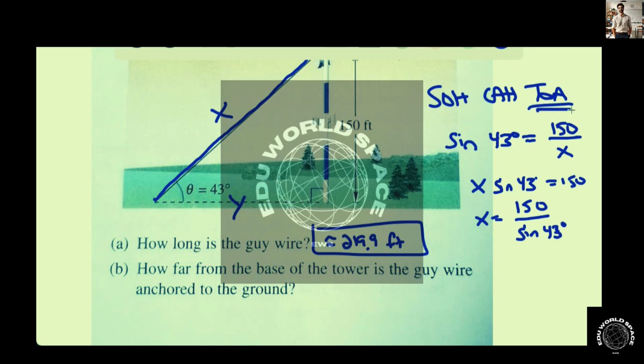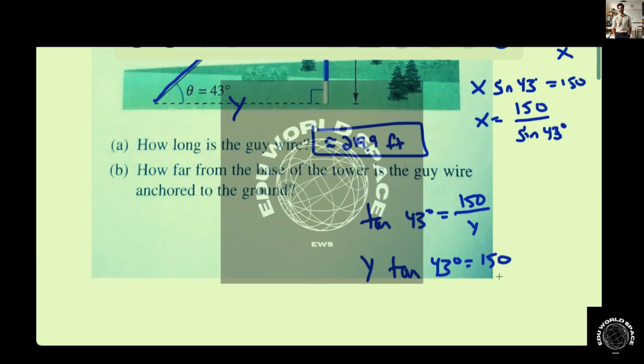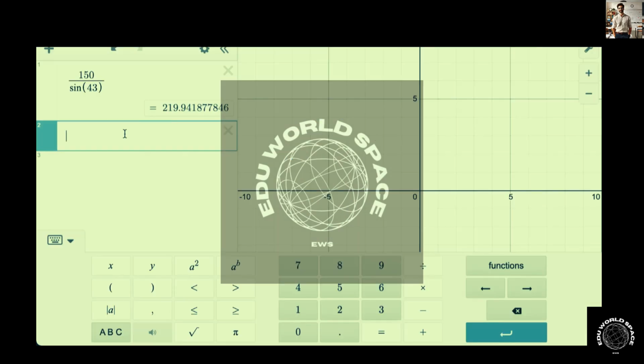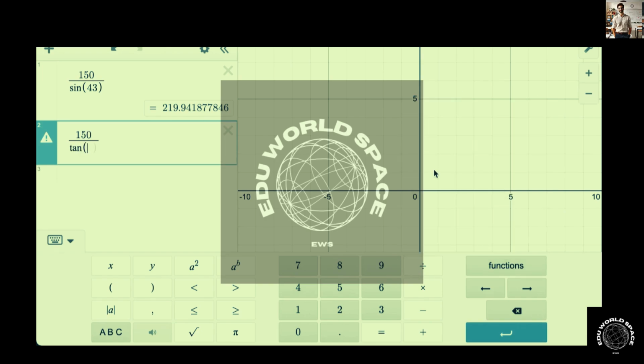That would be tangent. So we can say the tangent of 43 degrees is equal to the opposite, 150, over the adjacent y. Cross multiply again. Y times the tangent of 43 degrees is equal to 150. Divide both sides by tangent of 43, and that will be y, 150 divided by tan 43. Again, making sure you are in degree mode. And that would be about 160.9.